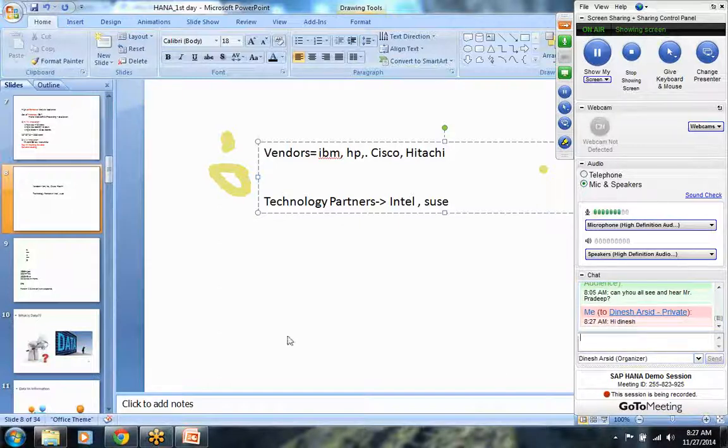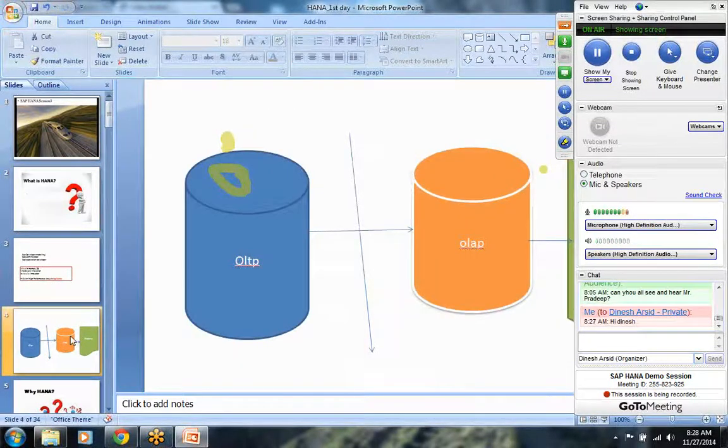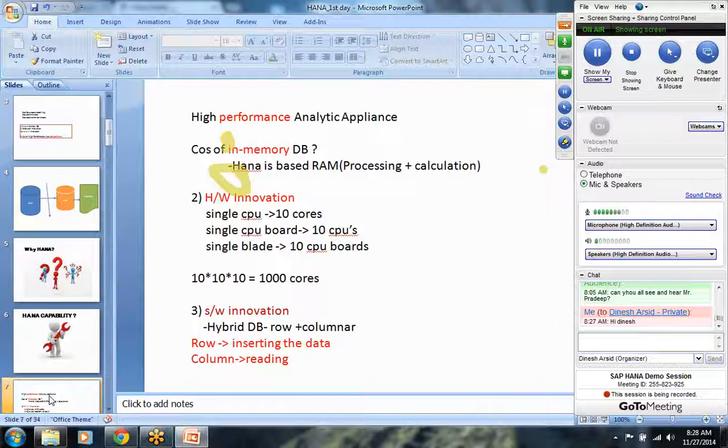So I hope you understood why HANA came into picture. What is HANA? Why did it come into picture? Because ERP was not able to successfully give the real-time data access. So that's why this HANA came into picture. Next. Why HANA? Because of the failure of real-time data provision, and HANA capability because it's in-memory database technology based out of RAM, and there is hardware innovation and software innovation.